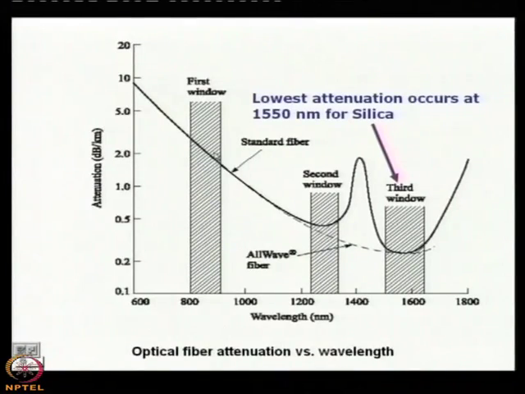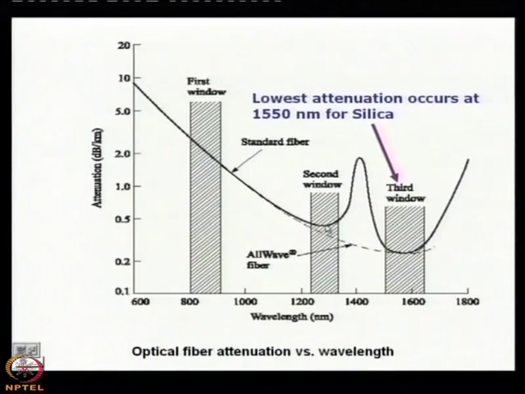Then the loss is very high. You see that the loss is very high. Here you will see the loss is almost 2 decibel per kilometer. Then people searched for another material which will give emission around 1300, because at 1300 the attenuation is lower than 2, it is almost 0.5, that means 1/4 of the original value of the first window. The attenuation is 1/4 of the first window attenuation.